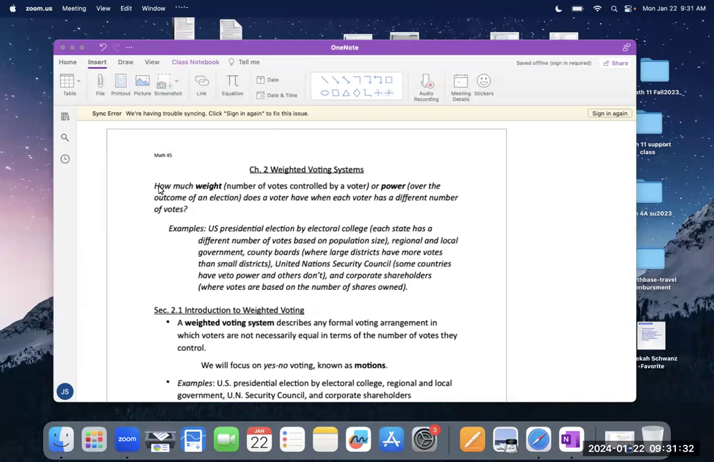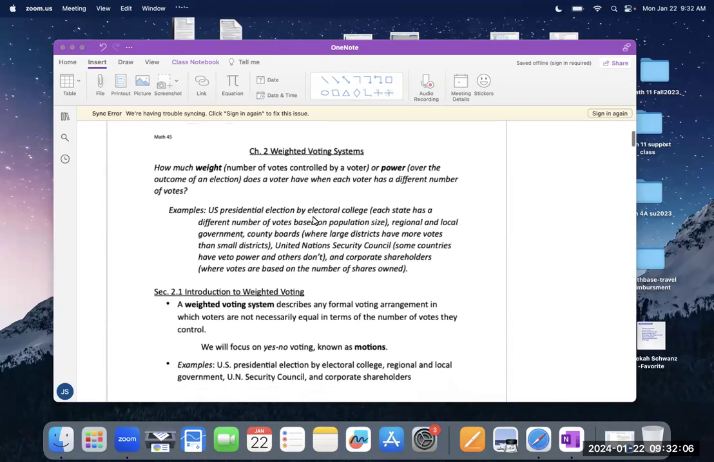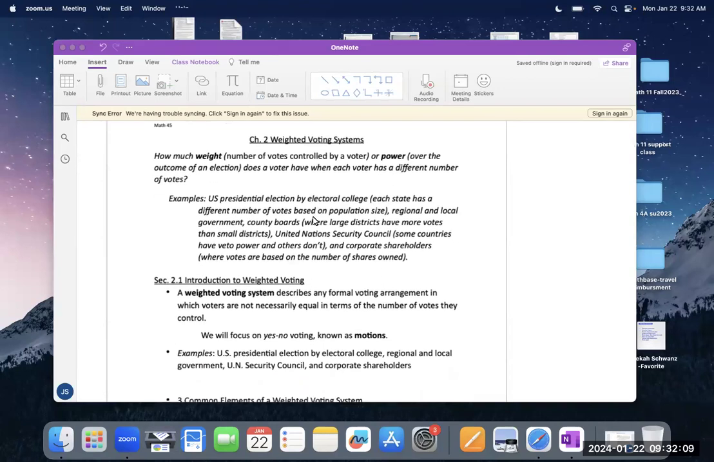So we're going to look at how much weight or number of votes are controlled by a particular voter. Each voter, or each player, we're going to call them player in this situation, so how much weight does each player have? And we're also going to be thinking about how much power over the outcome of an election a player has, when each voter, of course, has a different number of votes or different weight they carry.